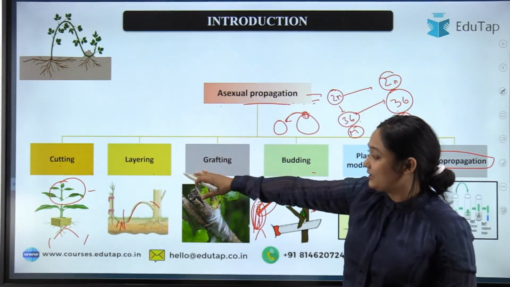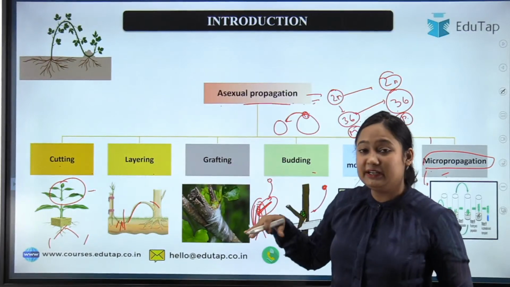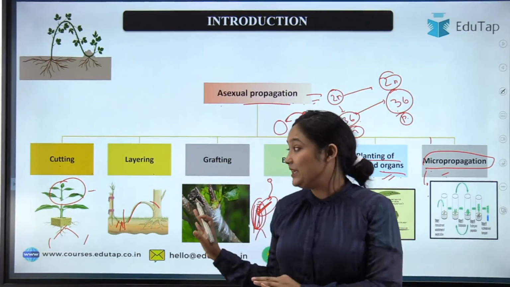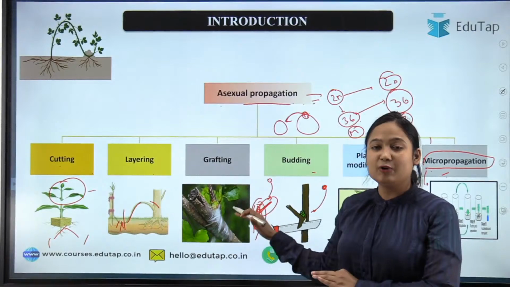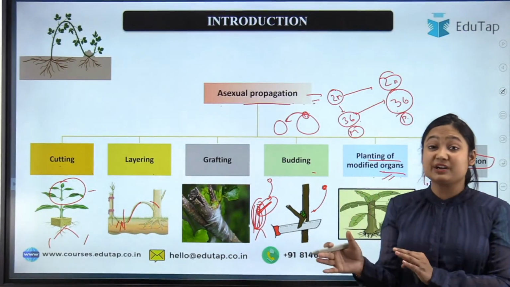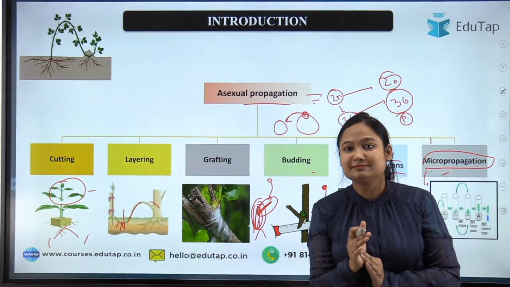Of course, we will study cutting, layering, grafting in detail once we move on. But if anybody has any confusion or any doubt about this particular topic or what we want to study, you can ask me right now.